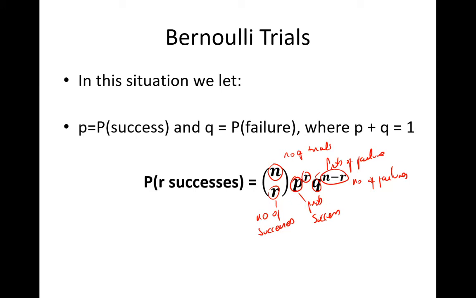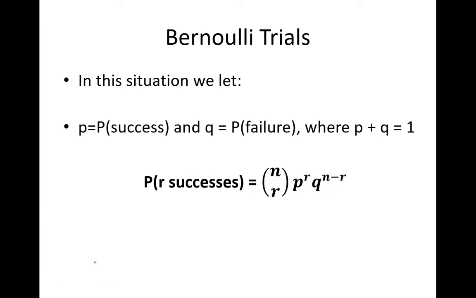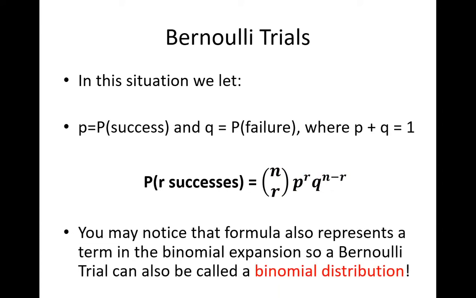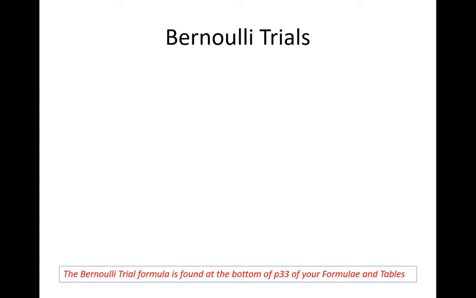Okay, N is the number of trials, R is the number of successes, P is the probability of success, Q is the probability of failure, and N minus R is the number of failures. And when we use them together in that formula, we can work out the probability of having a certain number of successes. So you may notice, as I told you before, that the Bernoulli trial uses the same formula as the binomial expansion. So therefore a Bernoulli trial can also be called a binomial distribution.